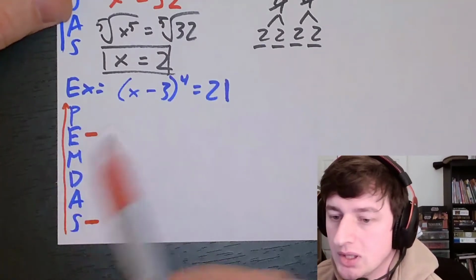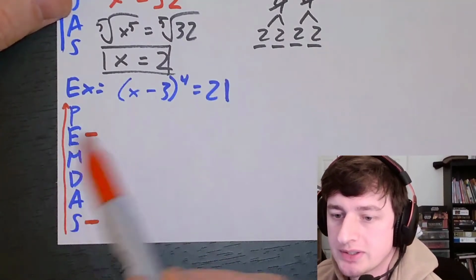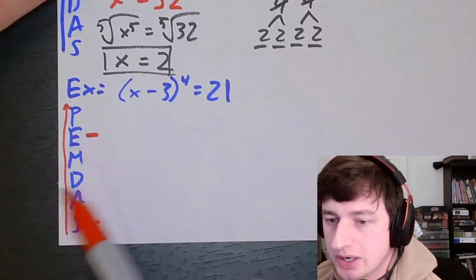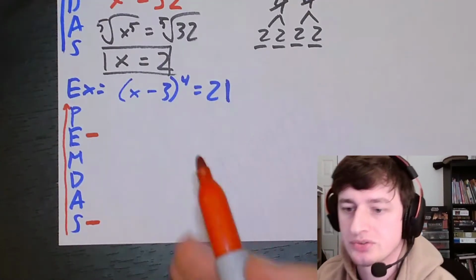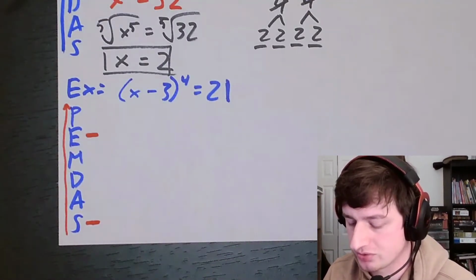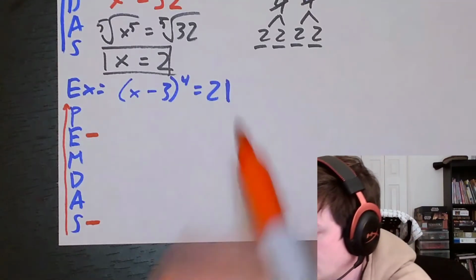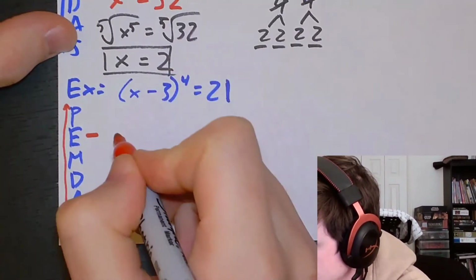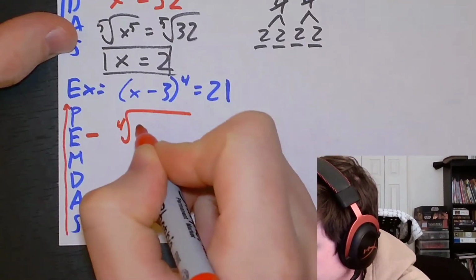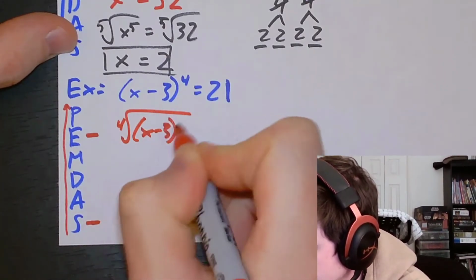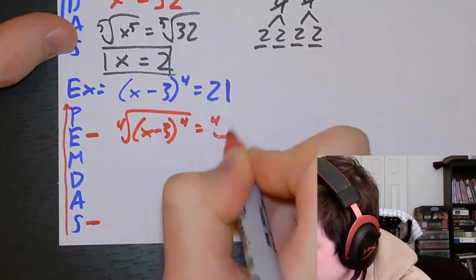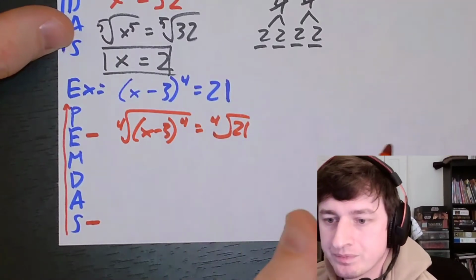If you don't need to write this down, don't write this down. This is just to keep track of our operations. It's not required. So if you want to just jump straight into this equation, I need to do the 4th root of x minus 3 to the 4th equals the 4th root of 21.